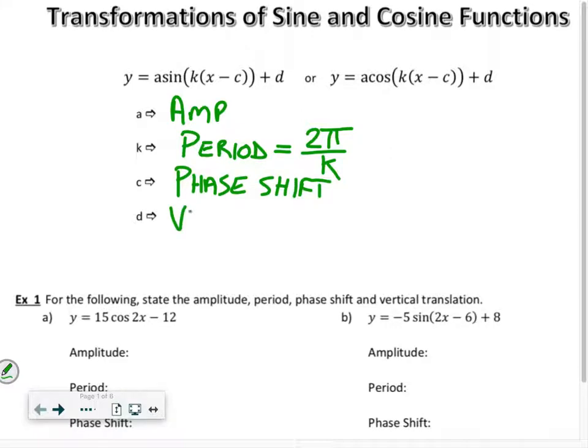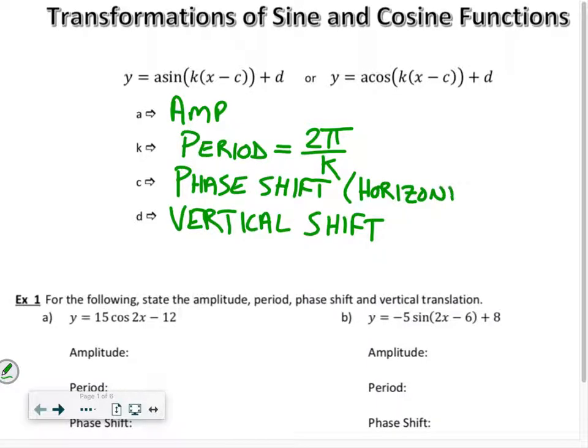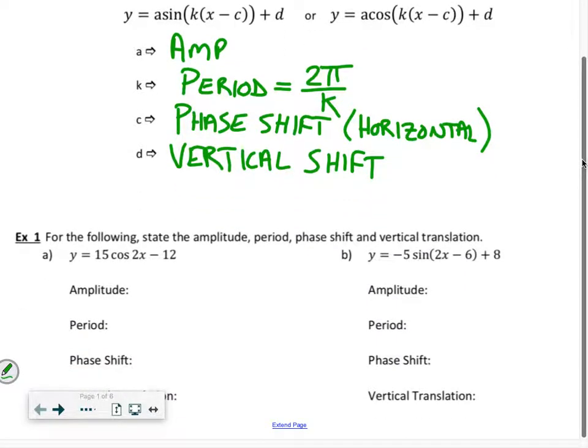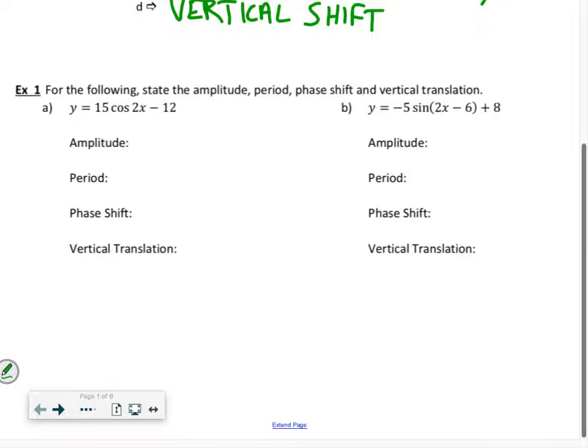And D is our vertical shift. I guess we'll throw in horizontal. Alright, so if I'm looking at these functions at the bottom here, we're just asking what's going on with them. The amplitude of the first one is just the A value, so it's just 15. Those are just in units typically, so we would have the units on the side. Depending on the problem, you might change those units, but when we're just graphing the function, you're just graphing in units, not any specific unit.